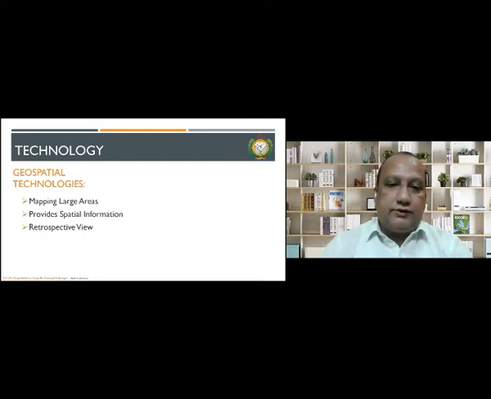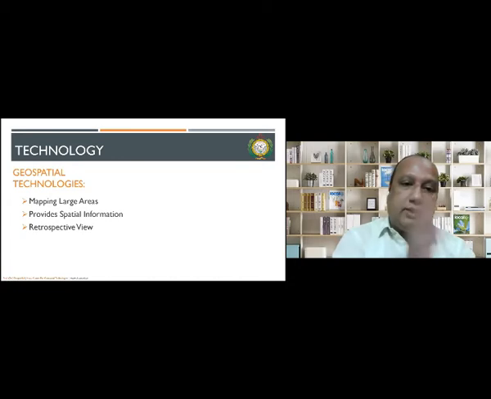Then again, one of the strengths of these technologies is a retrospective view. Now, what is a retrospective view? One thing is that you take a satellite image, maybe for today, and that's almost near real time. Another thing is, if you want to take a satellite image which has been taken 10 years ago and compare that. So that's your retrospective view.